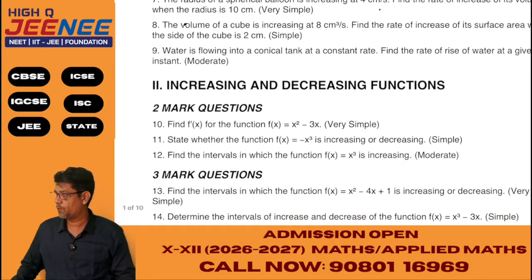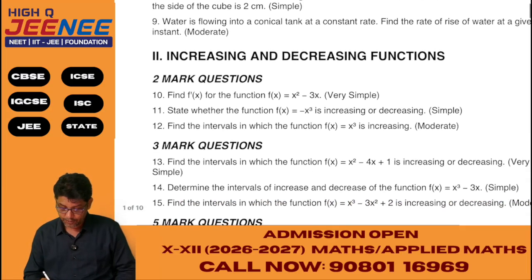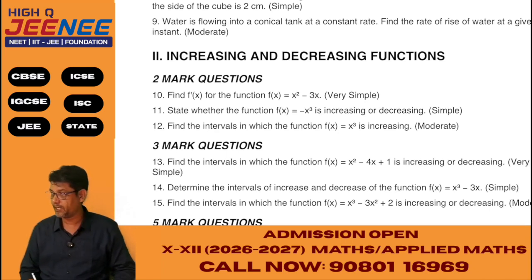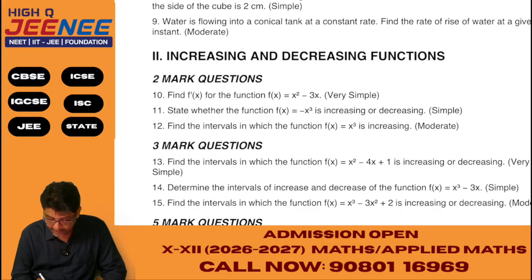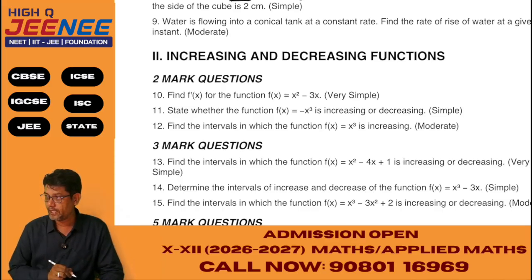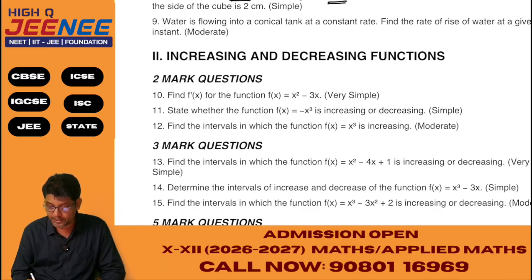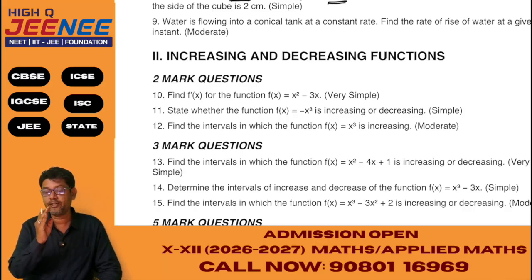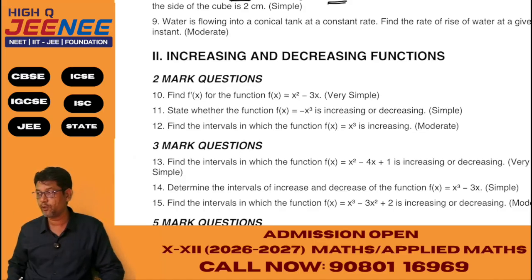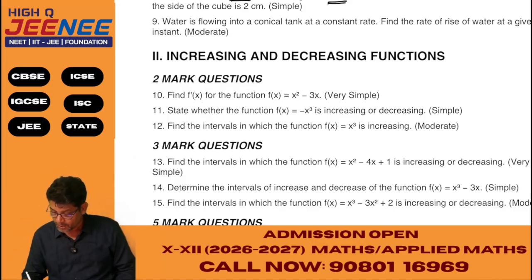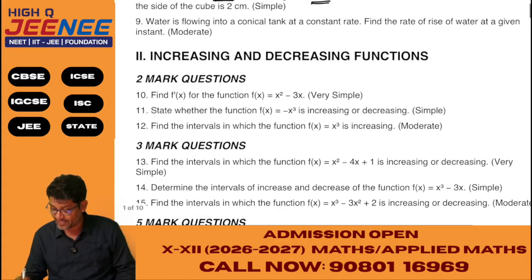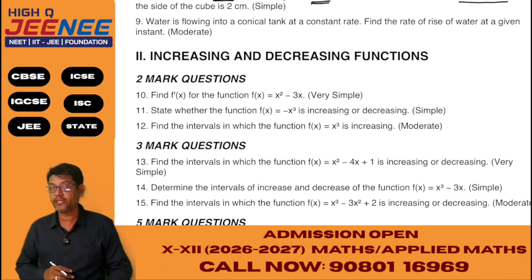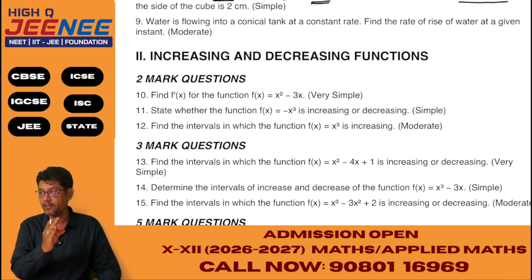Are you all able to follow what exactly the rate measure? Now, what is given? The volume of a cube is increasing at 8 centimeter cube per second. So here we are dealing with what? Cube. We are dealing with cube, and centimeter cube per second is given. That means they have given you the rate of change of volume with respect to time. Find the rate of increase of its surface area. Here, volume rate of change is given.